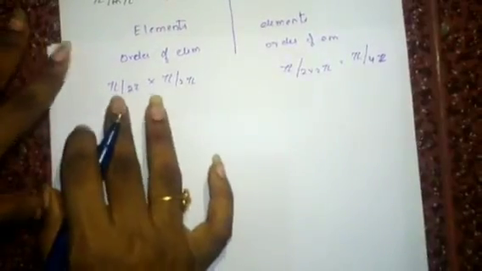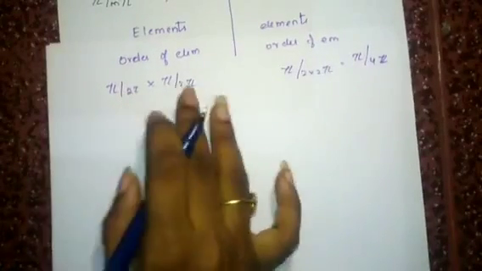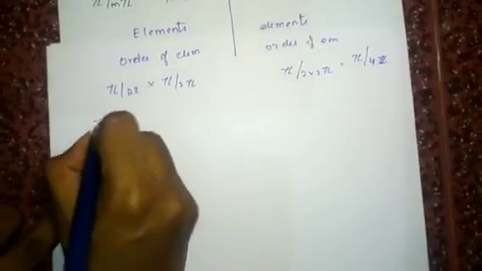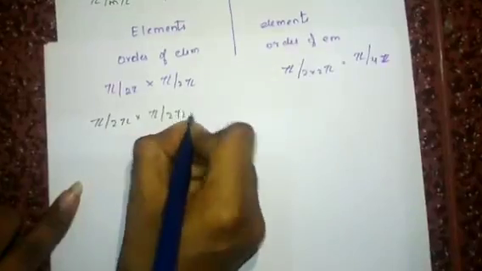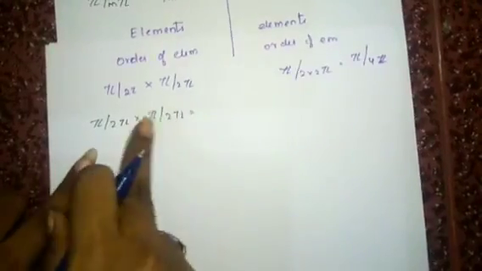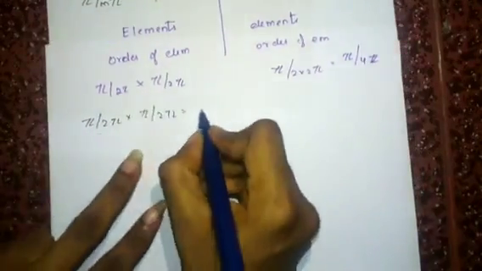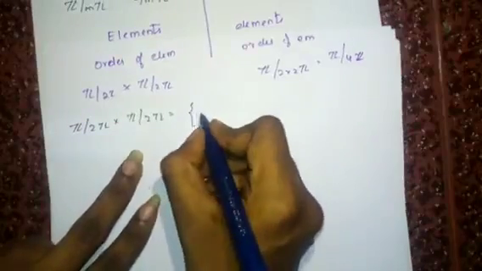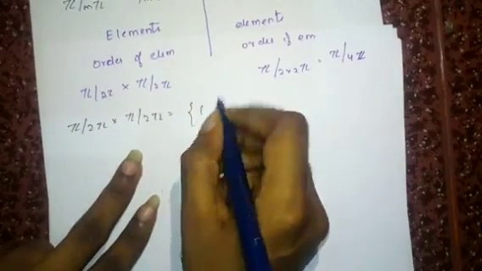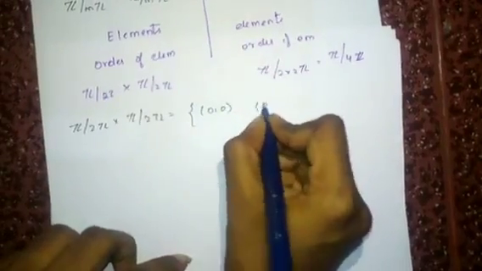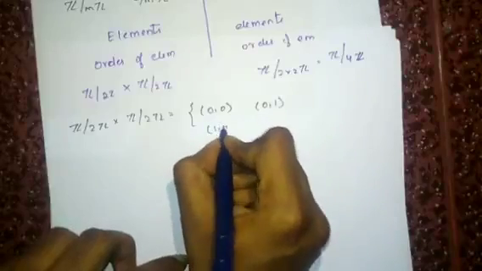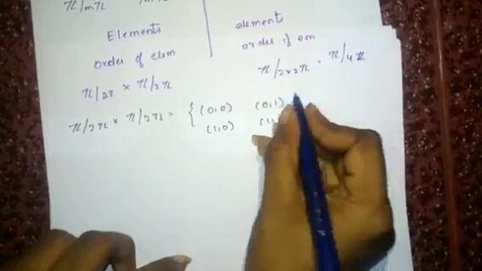First of all, I will take Z modulo 2Z cross Z modulo 2Z. I have already explained how to find the elements of this group, and I have given that link in the description box. You can refer to it. It consists of zeros and ones, I mean the Cartesian product of zeros and ones. So it is (0,0), (0,1), (1,0) and (1,1).